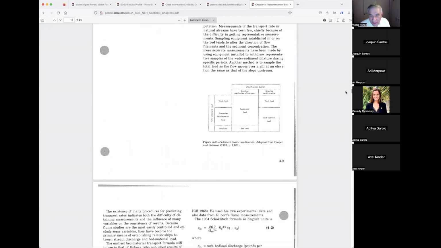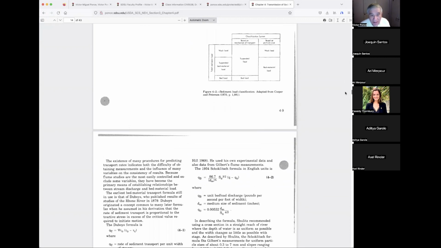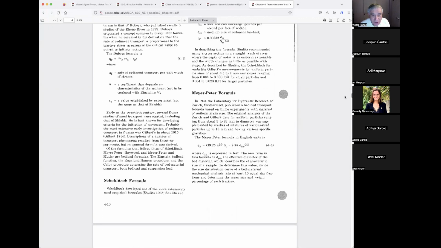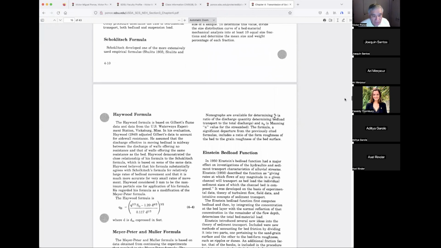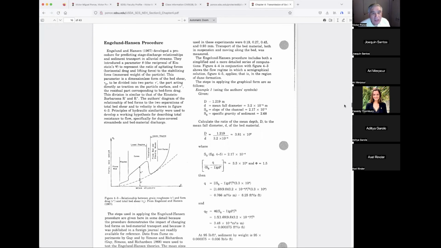Let me see. Look at this, figure 4.2. You can recognize that figure. Sediment load classification, adapted from Colby and Peterson. I put colors and I put it into my book, but it's the same. 1970. So we have Shields' formula, Meyer-Peter formula, Haywood formula, Meyer-Peter formula, Einstein bedload function, Engelund-Hansen procedure.